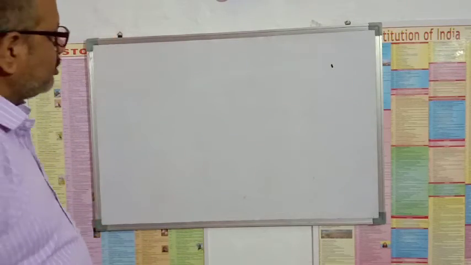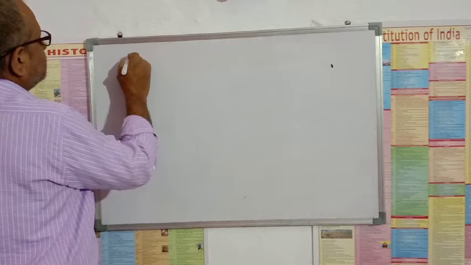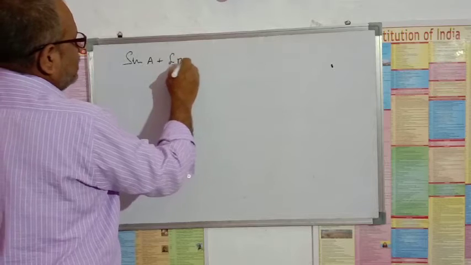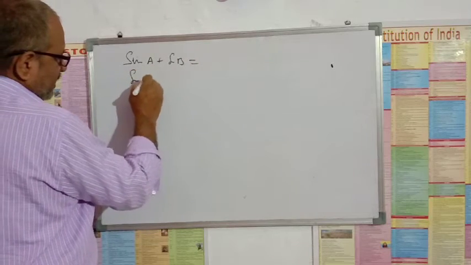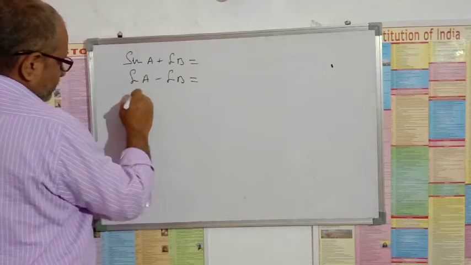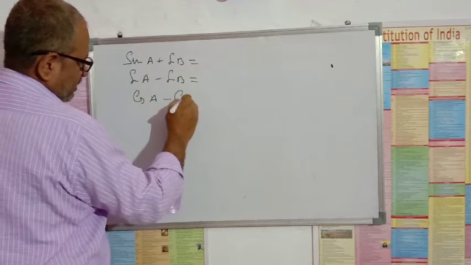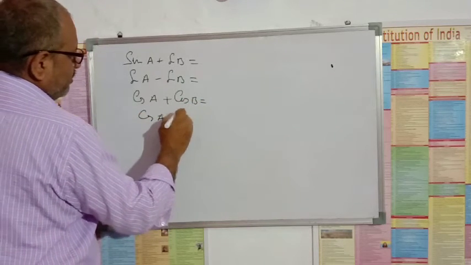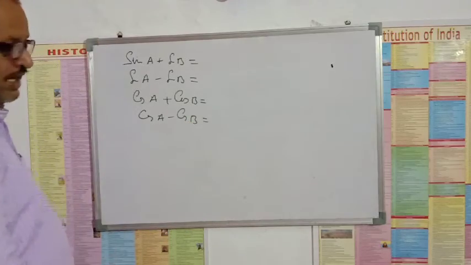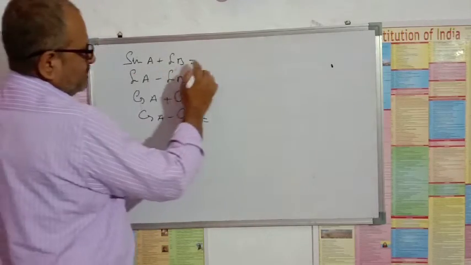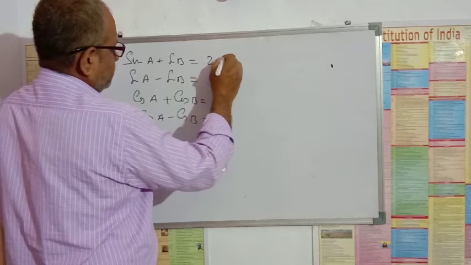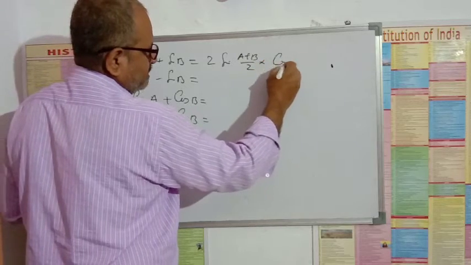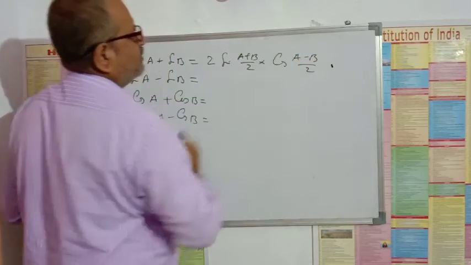Now let us see some more trigonometrical formulas. Sin A plus sin B, sin A minus sin B, cos A plus cos B, and cos A minus cos B. Sin A plus sin B, we write it in the product form: 2 sin (A plus B)/2 into cos (A minus B)/2.